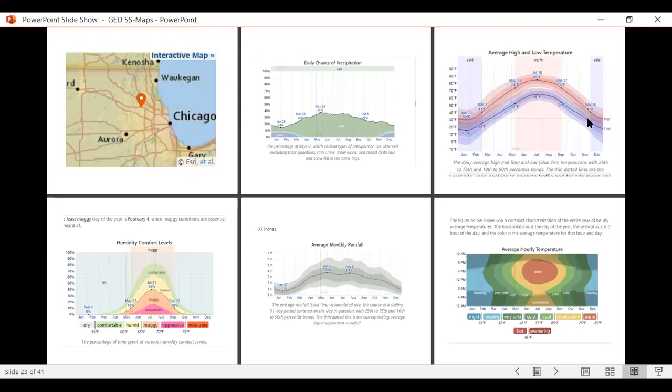They're a lot lower, the highs are lower, and the lows are even lower. Okay, so then down here in this climograph, we have the humidity comfort levels. Again, this is measuring according to degrees, and they also have labels, whether it's comfortable or miserable, and then they have percentages. And then your average monthly rainfall, and then average hourly temperature. So that's something you don't see very often, but hourly, it tells you right there.